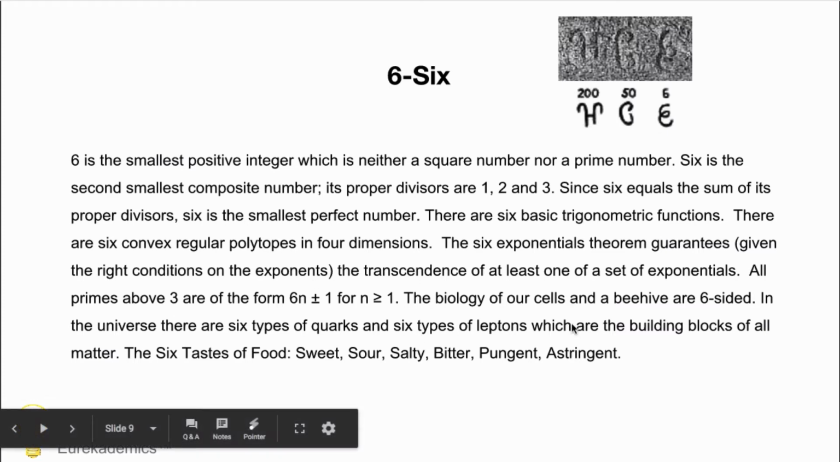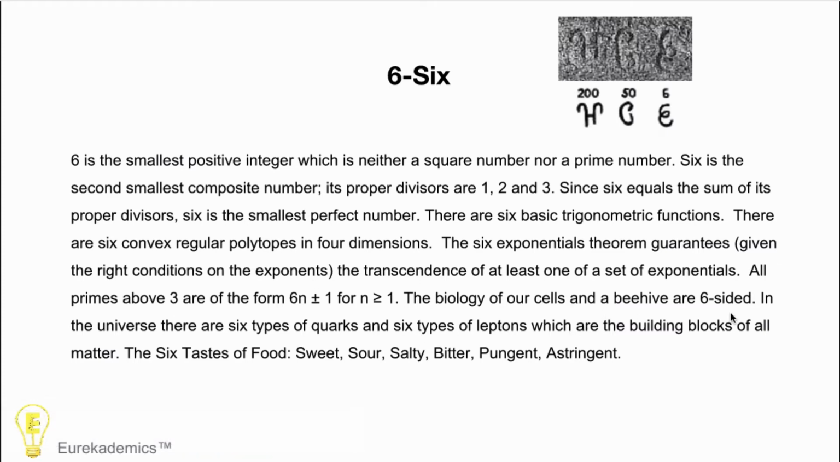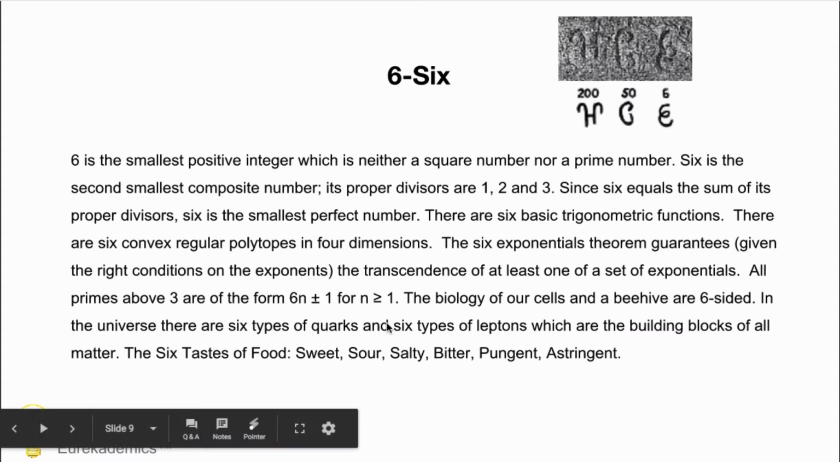All primes above 3 are in this form. The cells of a beehive are 6-sided as well. In the universe, there are 6 types of quarks and 6 types of leptons, which we'll learn in 12th grade, and which are the building blocks of all matter. But if you're just starting, you just need to know that there's really 6 tastes of food, right? Sweet, sour, salty, bitter, pungent, and astringent.